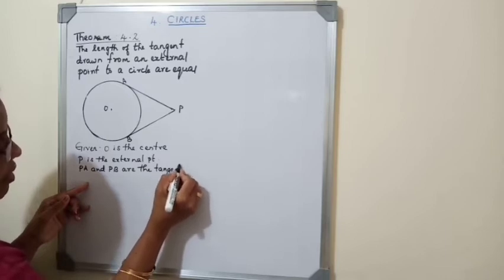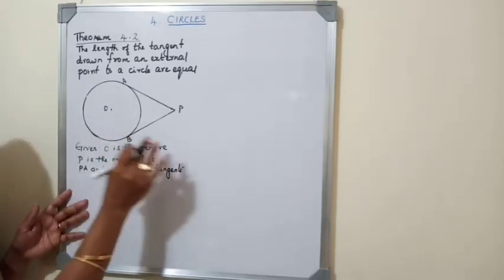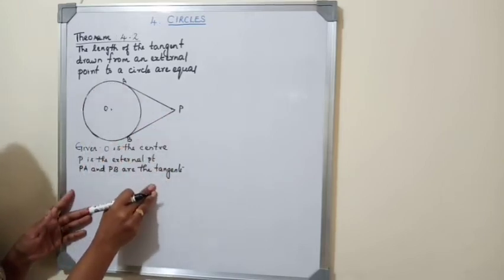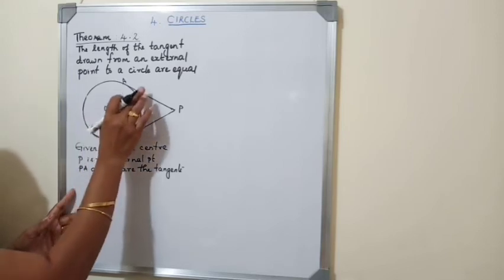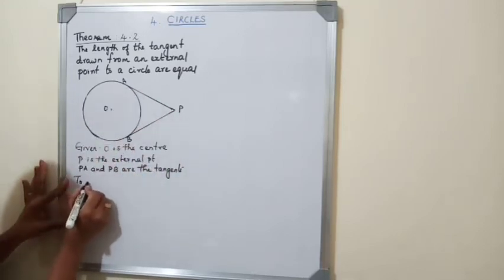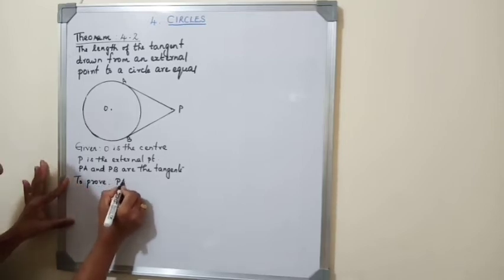What are given? That we will write as data or given. O is the center of the circle. P is the external point. PA and PB are the tangents. What we have to prove? We have to prove that these 2 tangents are equal. So to prove PA equals PB.